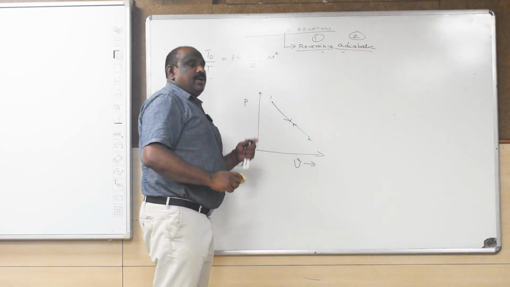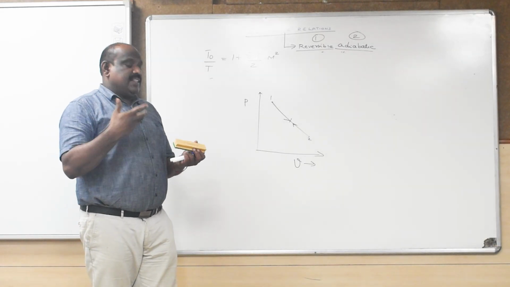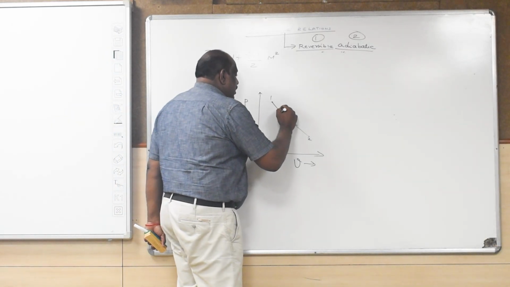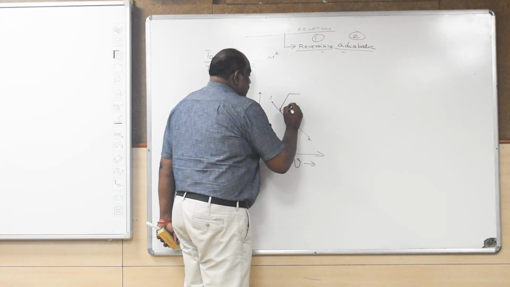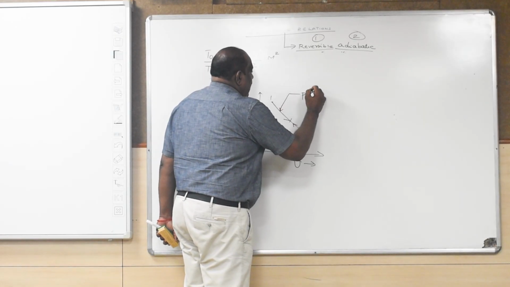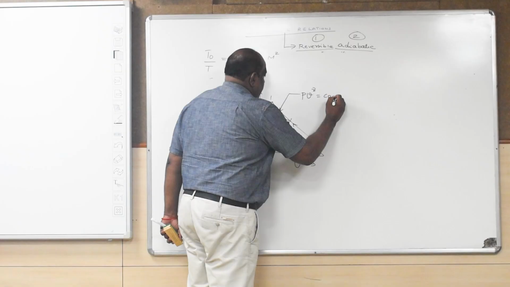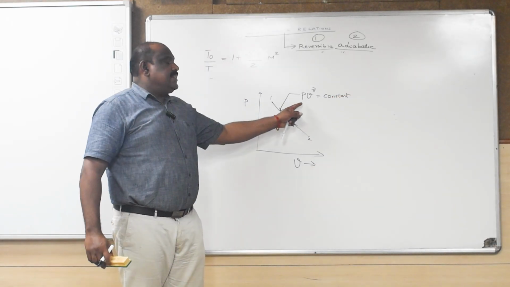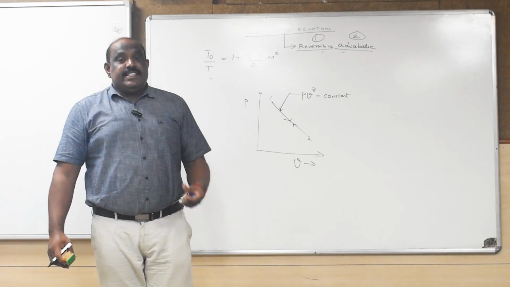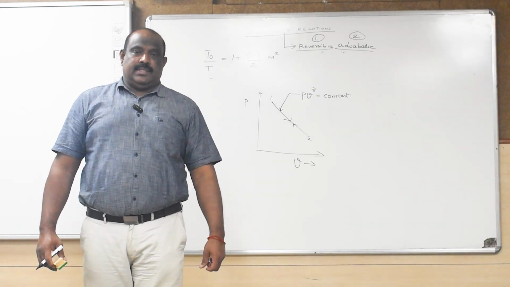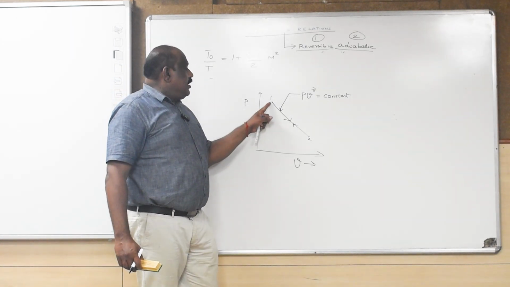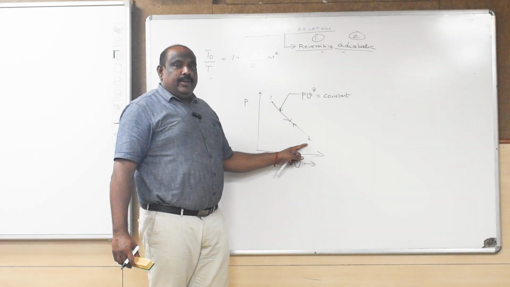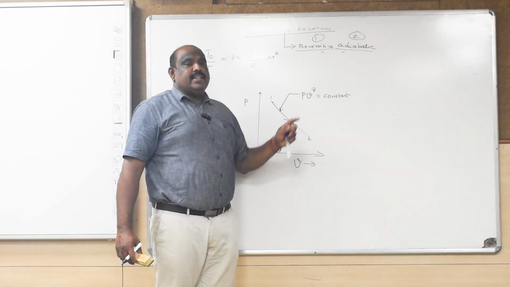Now let us consider this process. Let us consider a reversible adiabatic process. This process can be given by the general form PV^gamma equal to constant. What does this equation indicate? This equation indicates the general form of an adiabatic process, which means at this point it will be P1 V1^gamma, and at this point it will be P2 V2^gamma. Both these values will be equal to the same constant.